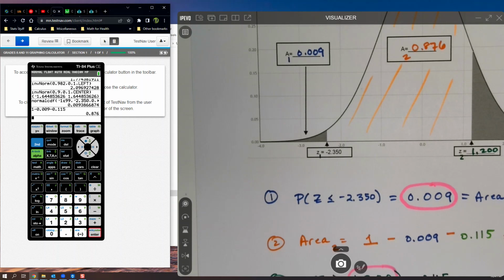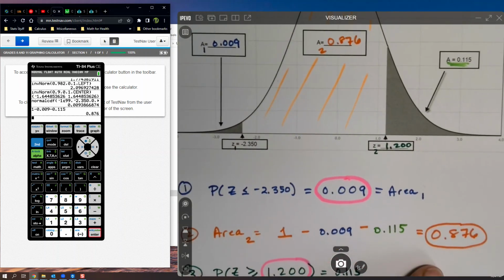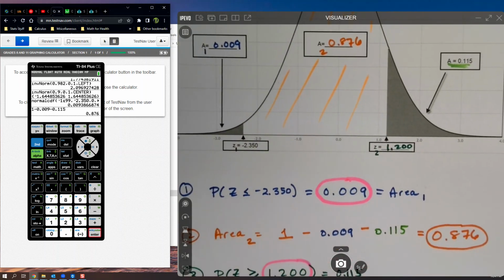And then for the other one, this one, well, that's a trickier proposition. If you have a new calculator, like I have here, I can say inverse norm. I can say the area is 0.115 and tell it to do the right tail, because that area, 0.115, was in the right tail. Lovely.